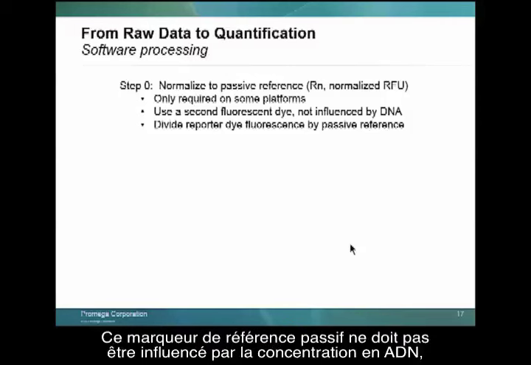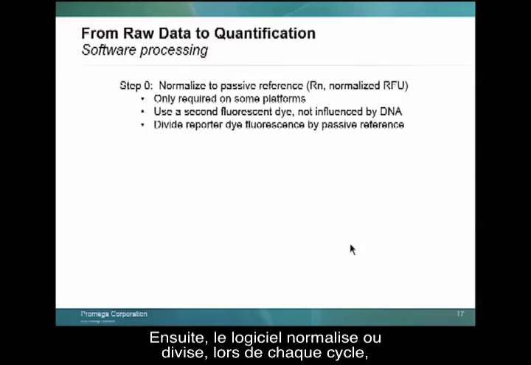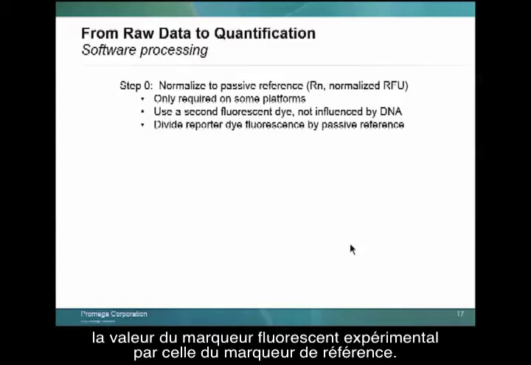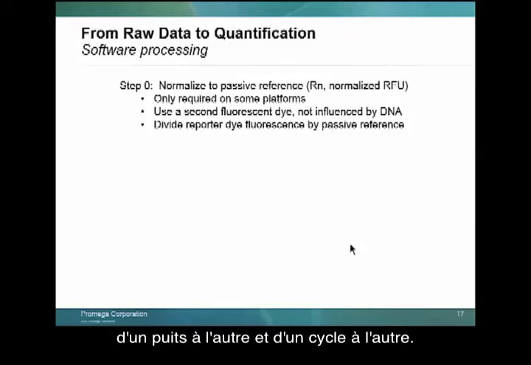This passive reference dye should not be influenced by DNA concentration so that you have a constant fluorescence level across your amplification cycles. And the software will then normalize or divide your reporter fluorescence dye by your passive reference dye at every cycle. And this is supposed to help normalize against things like detection and emission differences from well to well and cycle to cycle.